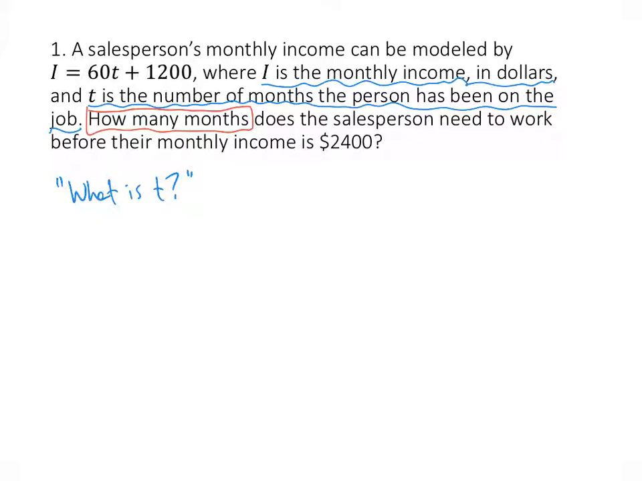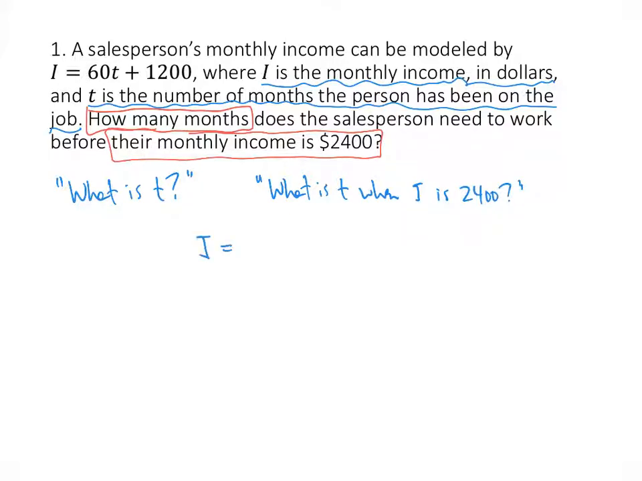And so we can see that their monthly income is $2,400. I is the monthly income, and so that means that I is $2,400. So another way to think about what this question says is what is T when I is $2,400? So we take our equation, I equals 60T plus 1,200, and we're going to plug in 2,400 for that I. And now this just becomes a one variable equation that we can solve.